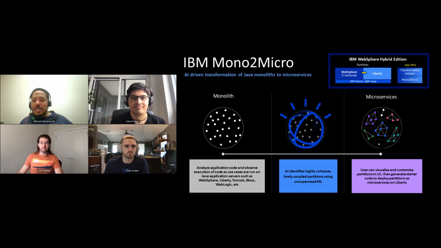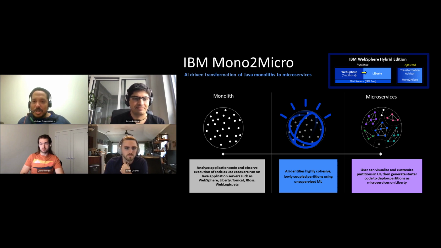And what that does is it takes that data and runs some unsupervised machine learning, and it comes up with a set of recommendations for partitioning your application. You can then take those and view them and edit them in a UI. We call it the workbench. Then you can save that and then go back and refine your recommendations. And then finally, as a last step, you can ask Mono2Micro to generate starter code, which helps you in realizing those partitions as microservices.